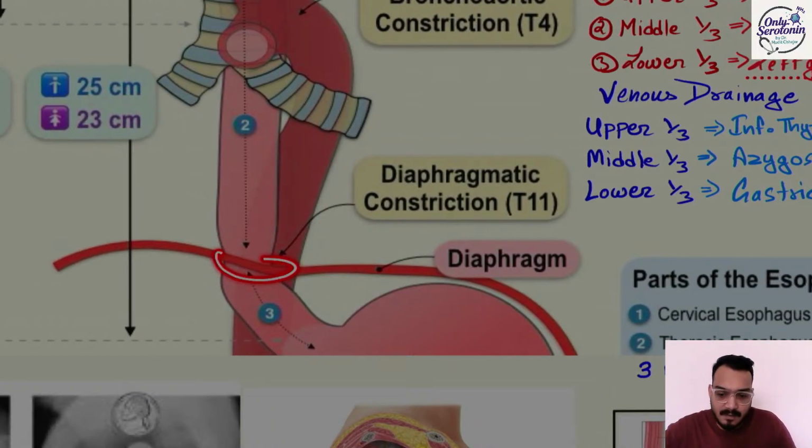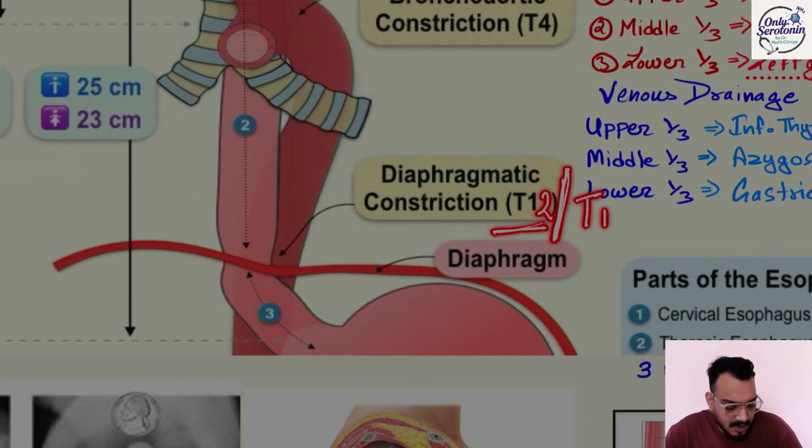All of us know that the diaphragm is having the esophageal opening, and because of this, the esophagus is going down through the diaphragm. The diaphragm is a musculotendinous structure. It will constrict, right? The muscle has this tendency to constrict. That's why it is important, guys. Once the diaphragm constricts, the diameter of the esophagus will also get decreased, and it will give the third constriction of the esophagus, that is known as the diaphragmatic constriction. It is at the level of either T12 or T11, right? T11 or T12, both are correct answers.